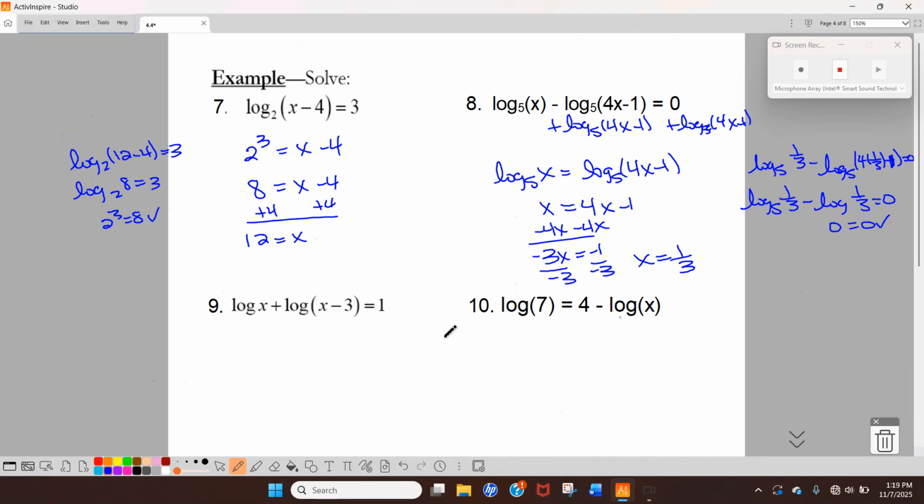All right, number 9, we cannot just move one log to the other side because the other side has a number other than 0. So we are going to have to condense. So remember with addition, we condense with multiplication. So this will be log of x times x minus 3. So that would be x squared minus 3x. Remember, there's an understood base of 10. So when I write this in exponential form, it becomes 10 to the first is equal to x squared minus 3x. And that's again using that loop trick. The base to the answer equals the guts.